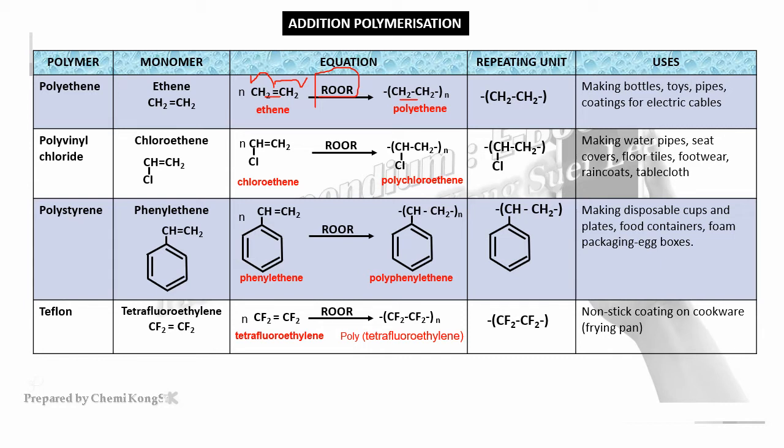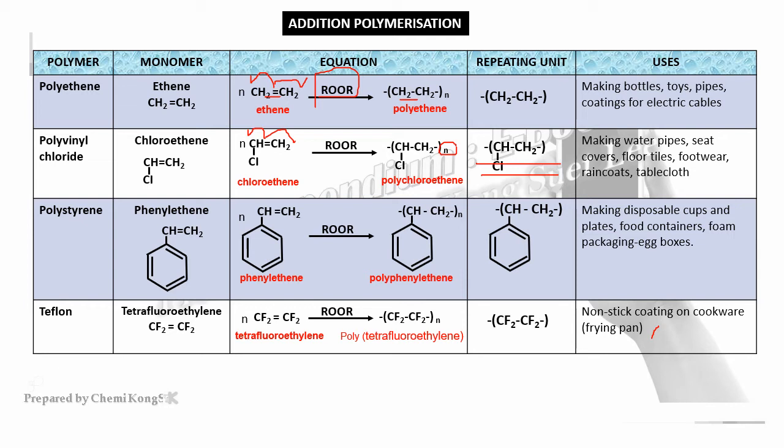So the same happens here, and then it forms single bonds. So without the n, it will be the repeating unit. These are the uses of each of the polymers. You have to know Teflon is used in making non-sticking cooking coating on cookware. And then polystyrene is for dissolvable cups and plates. And then polyvinyl chloride is for making water pipes and so on.